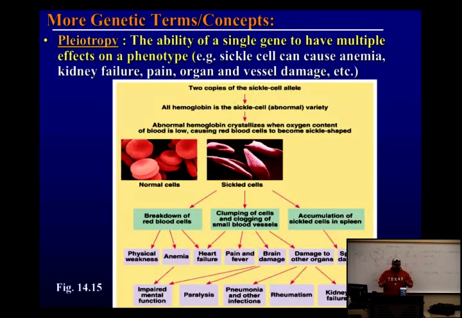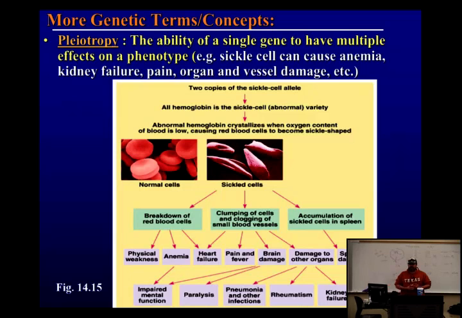So another genetic term that you're just going to have to memorize is called pleiotropy, and that just means that one genetic mess up, one mutation in one allele, causes multiple phenotypes. So sickle cell anemia is a good example. It's caused by a single mutation in hemoglobin, but that creates multiple phenotypic effects.